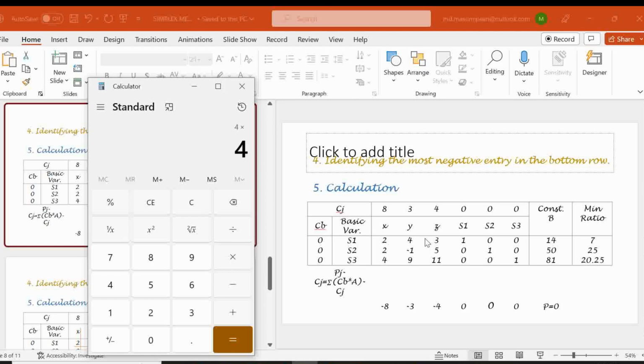Four into 0 plus minus 1 into 0 plus 9 into 0 minus 3 minus 3. So that is how we calculate our pj minus cj. We multiplied cv with the row, then we subtract with the upper row.